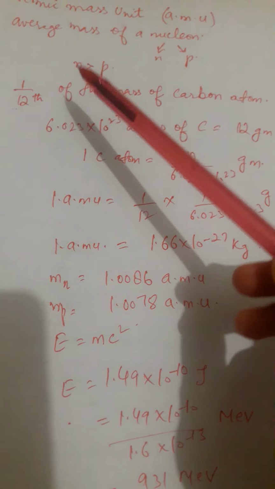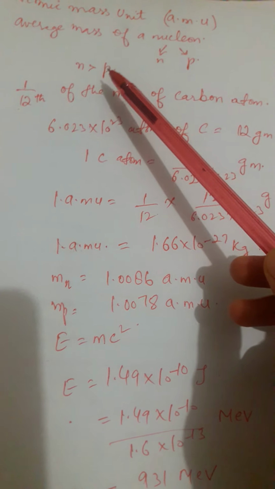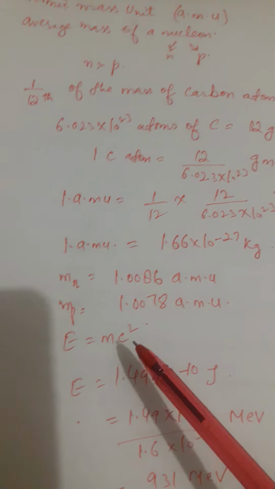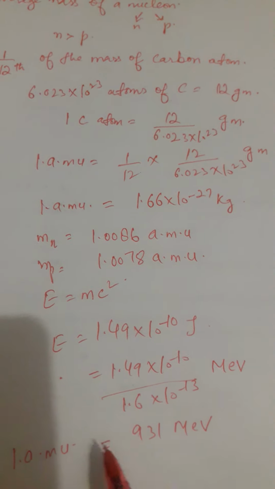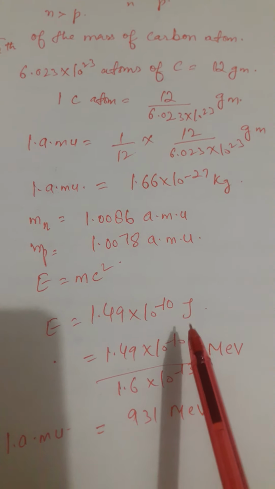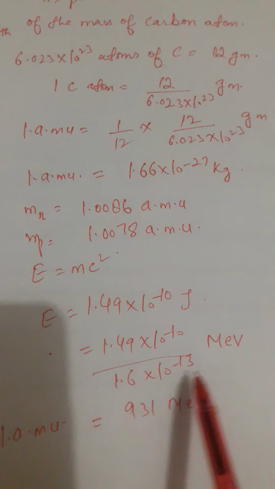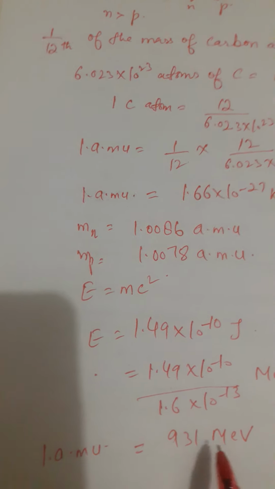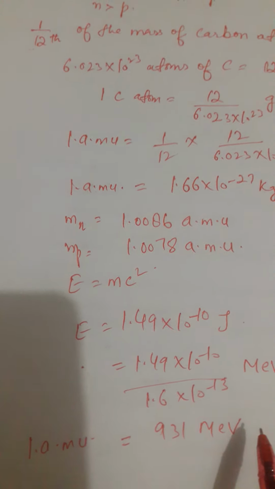We know that on an average, mass of neutron is greater than that of proton. So we write it like this, and using E equal to mc square we get this. And finally, we divide this expression in terms of joules by this value to get the value in terms of MeV. Therefore, one atomic mass unit is equivalent to 931 MeV.